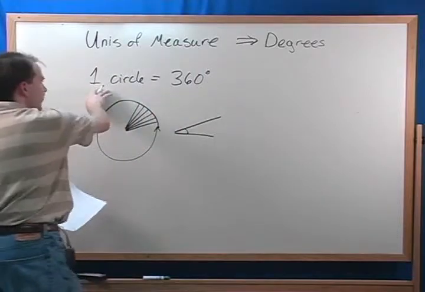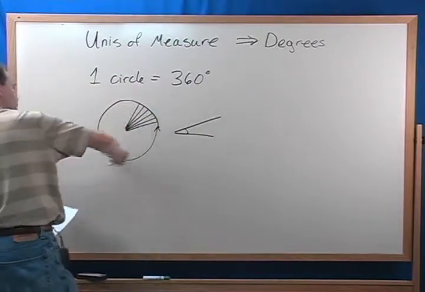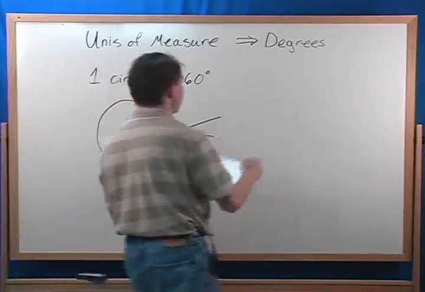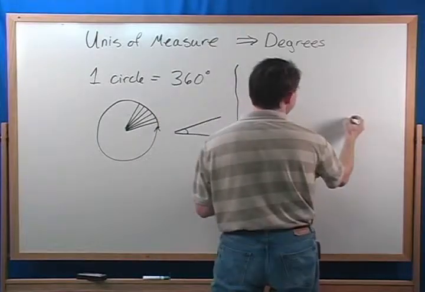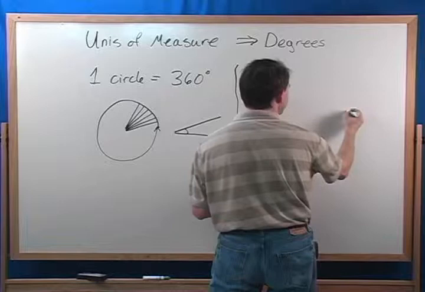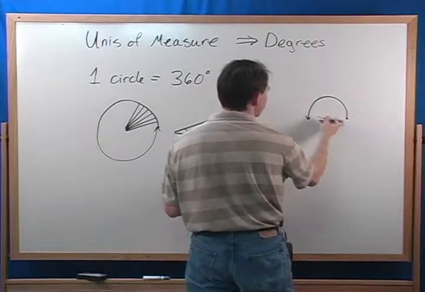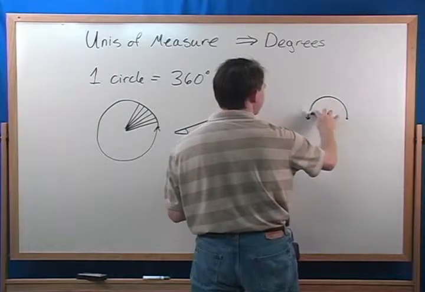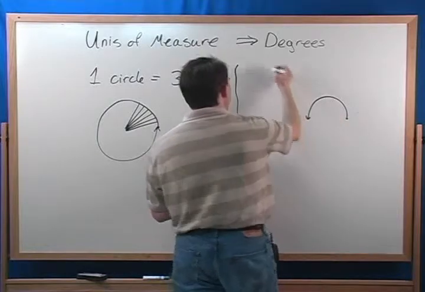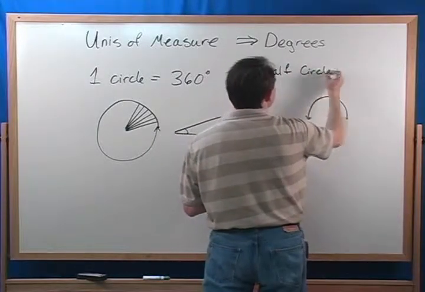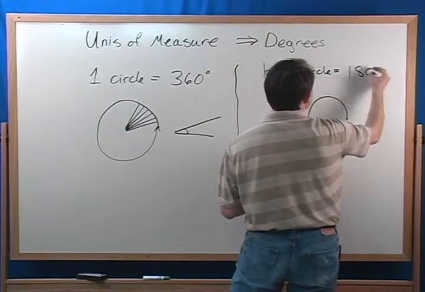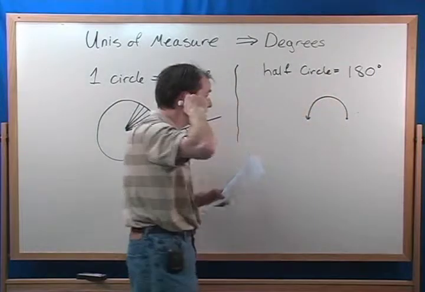So knowing that there's 360 degrees in one circle, it shouldn't be too hard to figure out that a half circle, like this, I start measuring bigger and bigger angles, and then I just go halfway, half circle, is equal to 180 degrees.